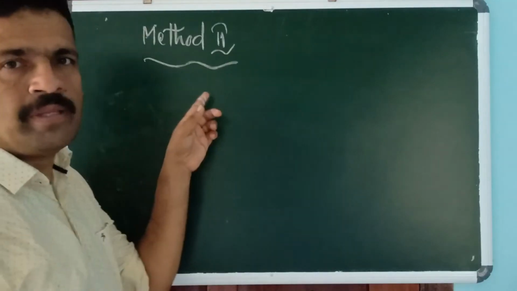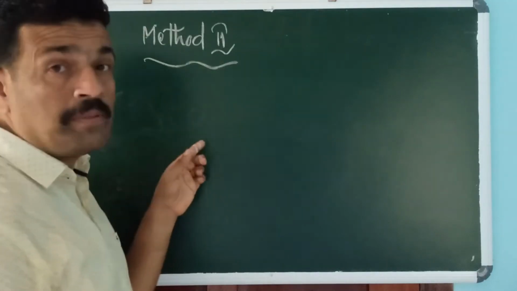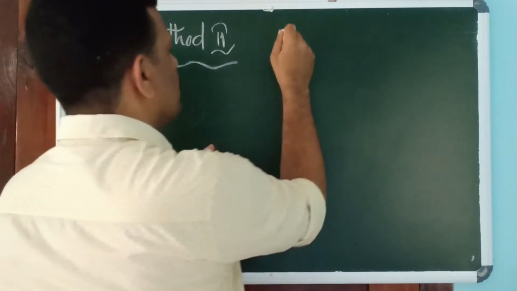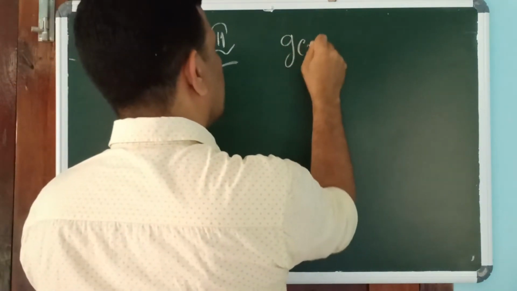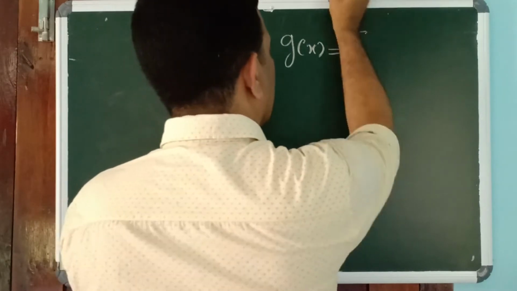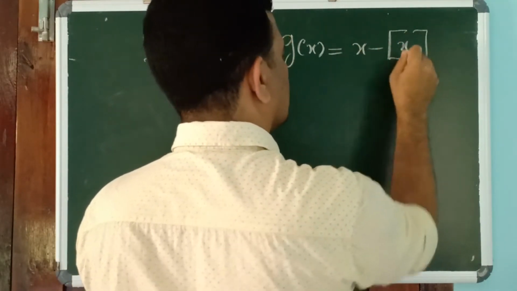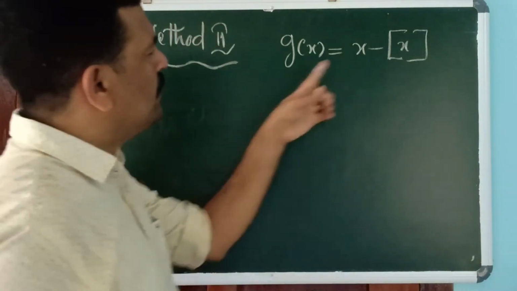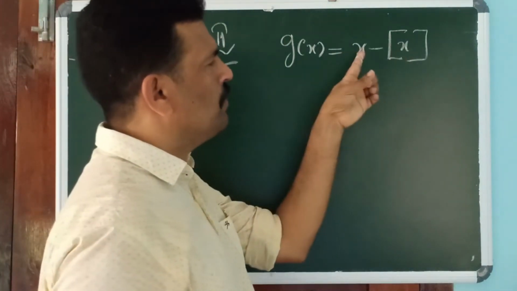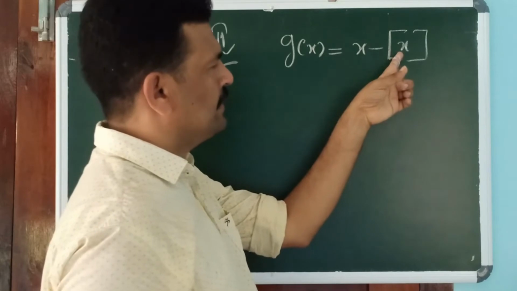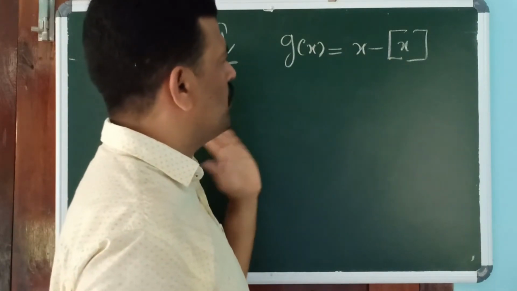ഇനി നമുക്ക് രണ്ടാമത്തെ മെത്തേഡ് എന്താണെന്ന് നോക്കാം. രണ്ടാമത്തെ മെത്തേഡിൽ നമുക്ക് ജി ഓഫ് എക്സ് എന്ന് പറഞ്ഞാൽ ഇങ്ങനെ എടുക്കാം, എക്സ് മൈനസ് ഗ്രേറ്റസ്റ്റ് ഇൻറ്റിജർ ഫംഗ്ഷൻ എക്സ്. നേരത്തെ നമ്മൾ ഇതിനെ രണ്ട് പാർട്ടായിട്ട് ഓരോ പാർട്ടിൻ്റെയും കണ്ടിന്യൂറ്റി ചെക്ക് ചെയ്യുകയാണ് ചെയ്തത്. ഇപ്പോൾ നമ്മളിവിടെ ഡയറക്റ്റ് ആണ് പ്രോബ്ലം ചെയ്യുന്നത്.